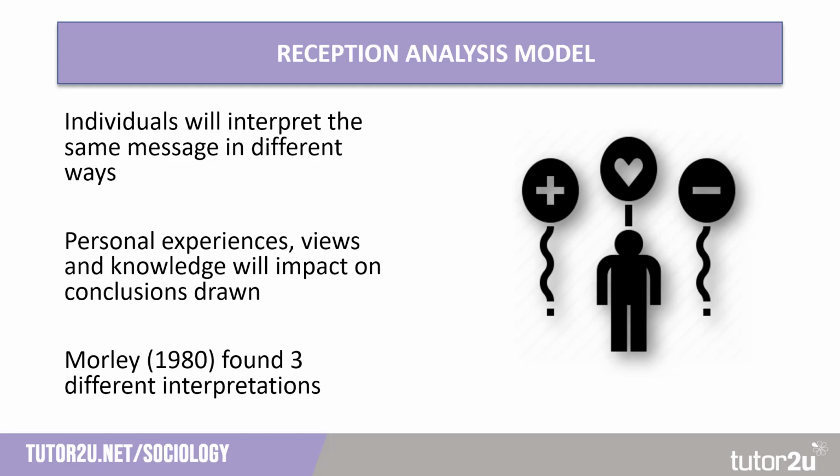The reception analysis model assumes the presence of an active audience. That is, that people have agency to interpret the messages that they see in the media in a number of different ways. In their research, Morley suggested that individuals will react to the media in one of three different ways, and that this was based upon their own personal experiences, views and knowledge that informs not only how they react to the media, but also how they draw conclusions based upon what they have been presented with.